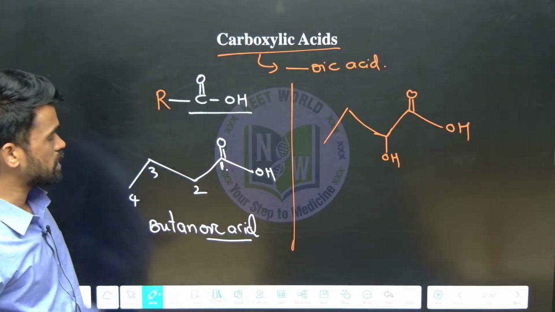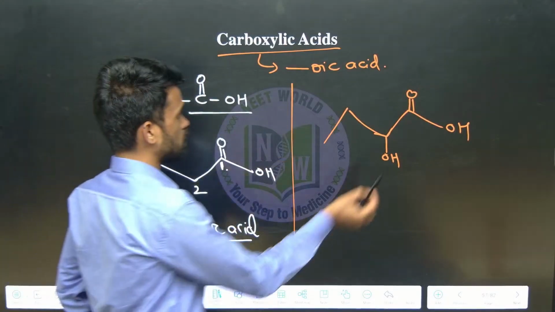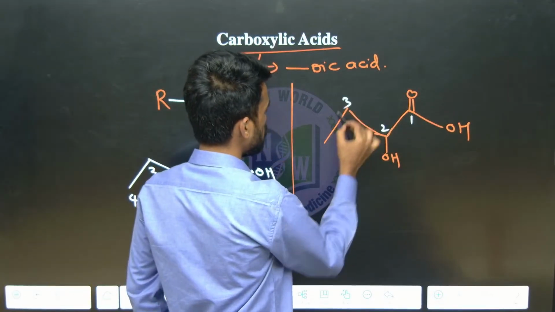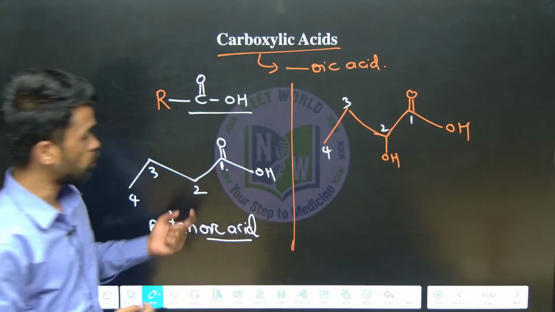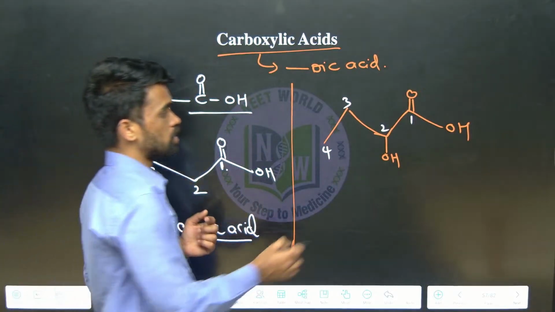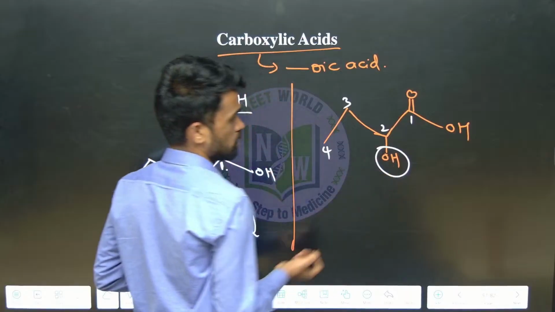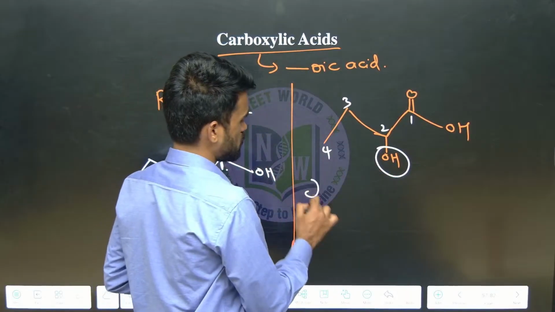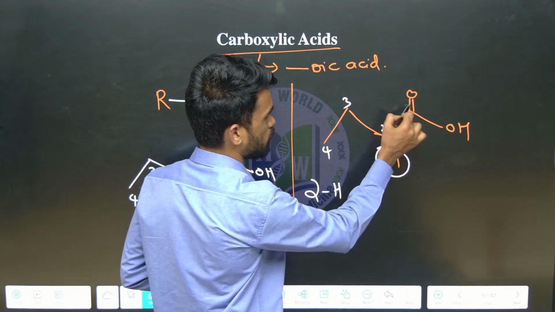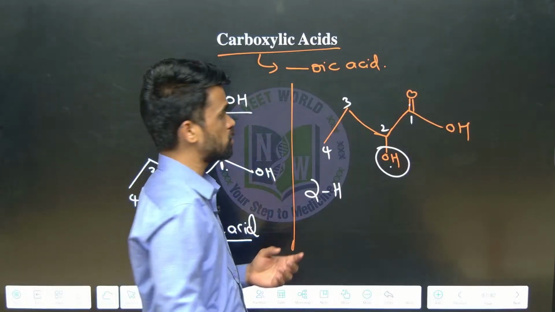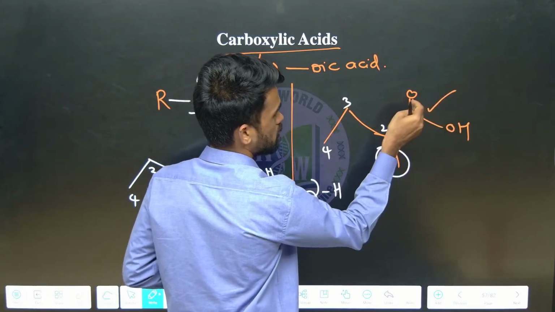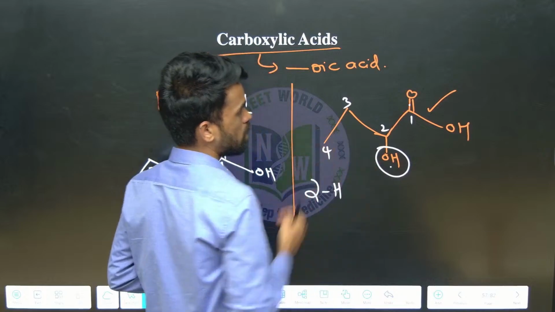Right. Then next here, how can you write? See, 1, 2, 3, 4. So same 4 number of carbons, but at the second position we have a hydroxy, OH group. So you just mention 2 hydroxy. See, both of them are functional groups, but priority should be given to carboxylic acid. It's the principal functional group as per the IUPAC rules. So 1, 2, 3, 4.